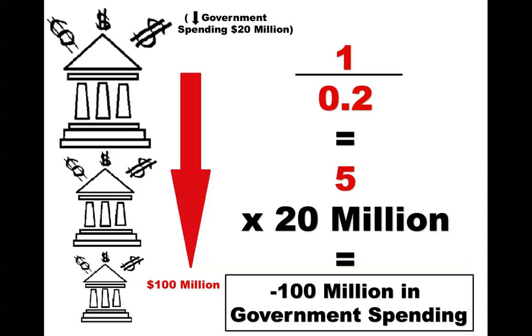1 over the MPS is the formula to find the government spending multiplier, which would give us a value of 5. If there is a $20 million decrease in government spending, we would multiply that by 5, which means that government spending will decrease by $100 million.